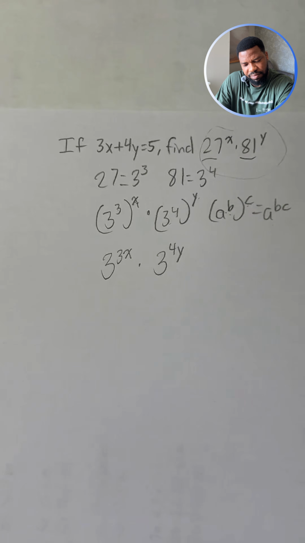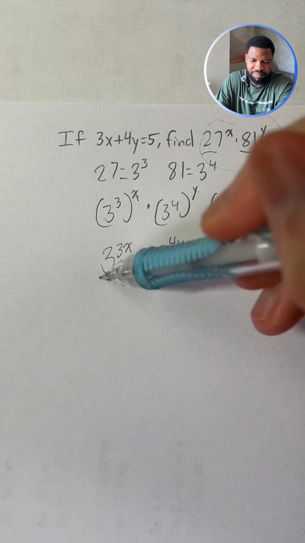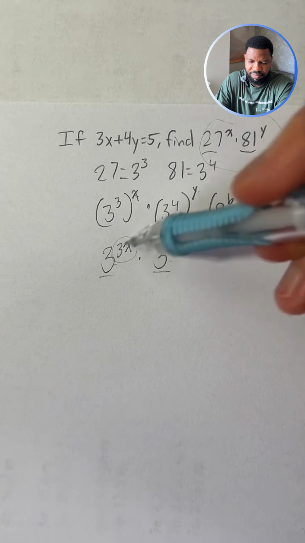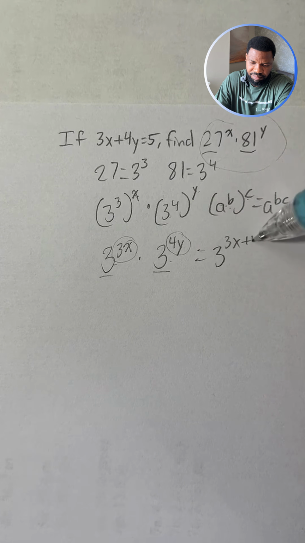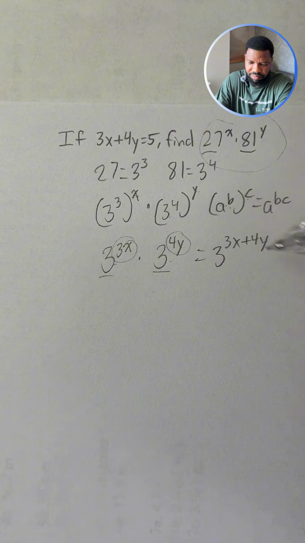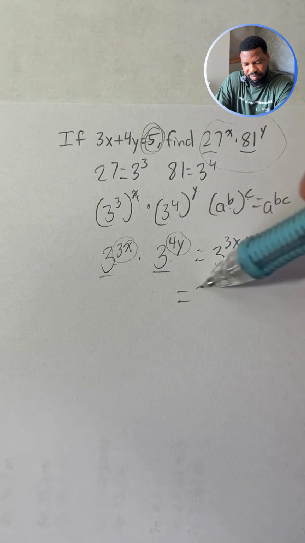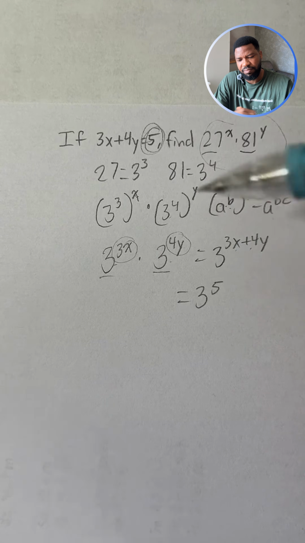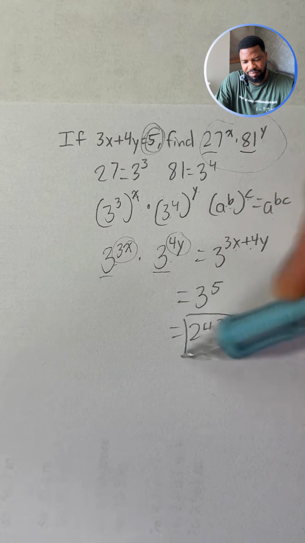And now another rule that will be helpful is that if we're multiplying two exponents together that have the same base, all we do is just add the powers together. So this becomes 3 raised to the 3x plus 4y power. And we know that 3x plus 4y is equal to 5. So then this becomes 3 raised to the 5th power. And then 3 raised to the 5th power is equal to 243. So this is our answer.